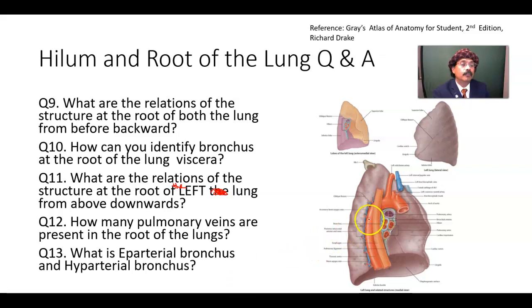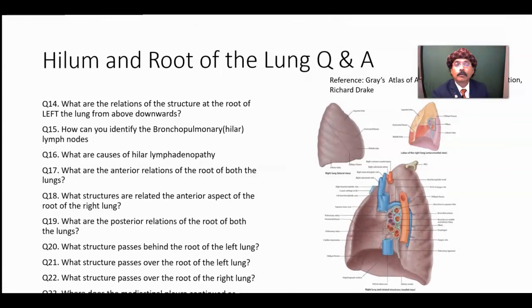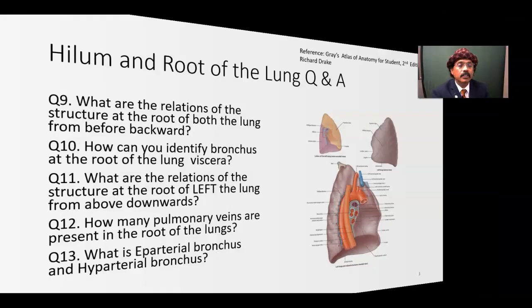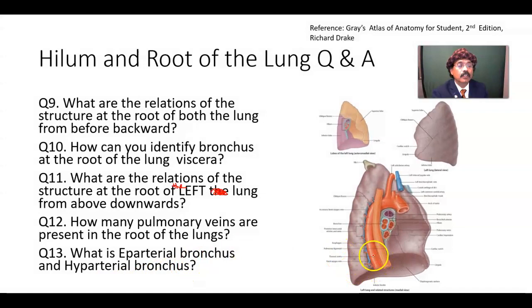This is the descending thoracic aorta. Okay, we got that. Now we got the structure on the posterior relationship. What structure passes behind the root of the left lung? Behind the root of the left lung, the descending thoracic aorta. We've just seen it. This is the descending thoracic aorta behind the root of the left lung.